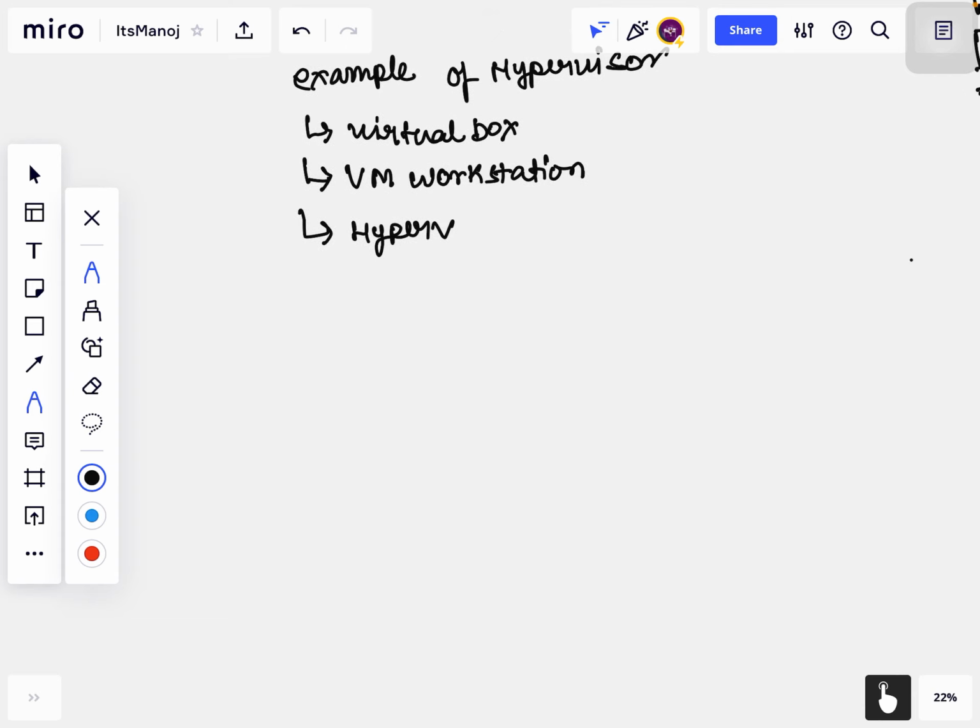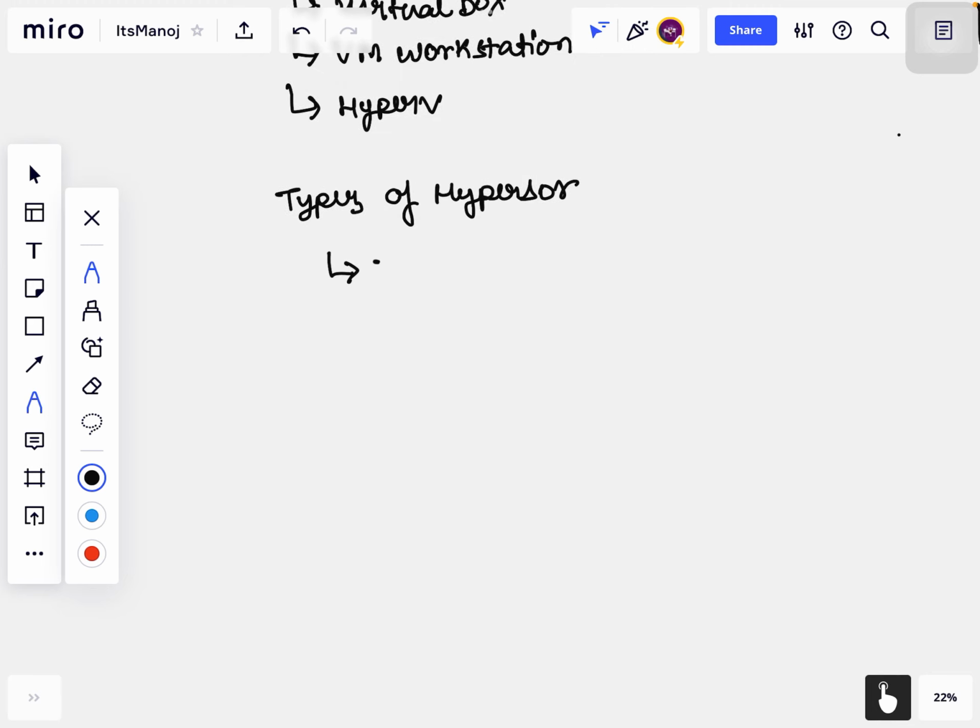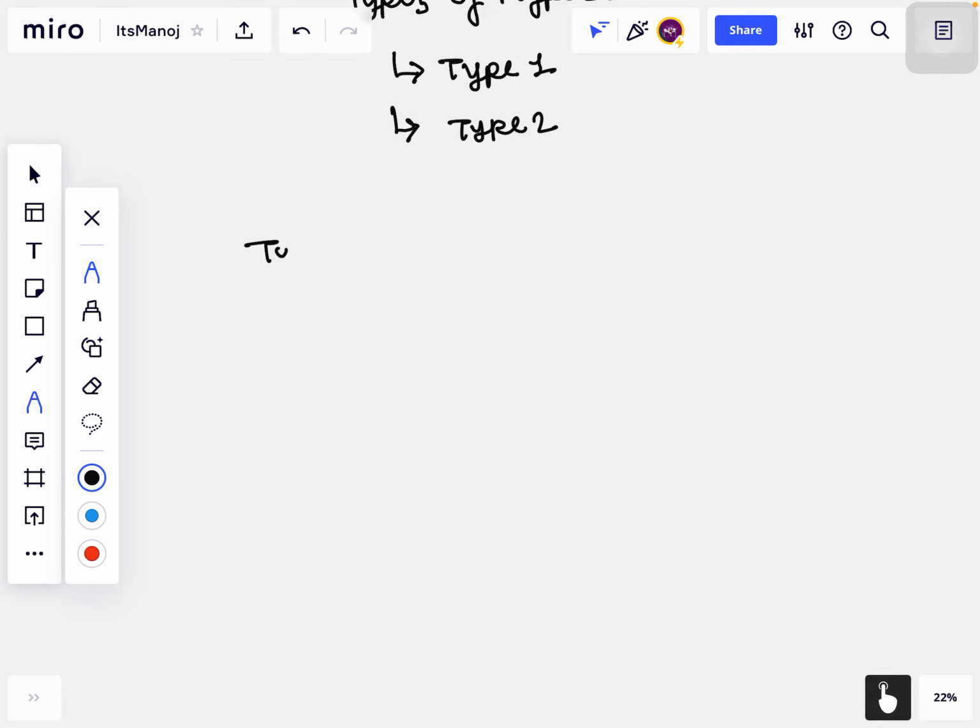Now let's figure out the types of hypervisor. Let's discuss how many types of hypervisor there are. Basically there are two types: type 1 hypervisor and type 2 hypervisor. Let's first discuss the type 1 hypervisor.